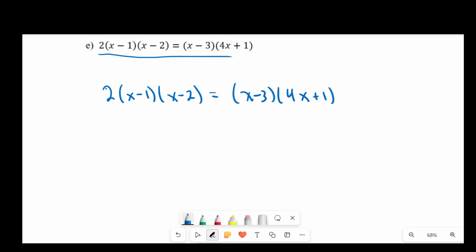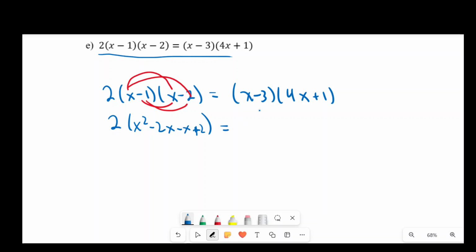So I'm going to not multiply by 2 to start with because it'll just make the numbers bigger, and I'm more likely to make an error with bigger numbers. So I'm going to multiply the brackets together. X times x is x squared, and x times -2 is -2x. Then -1 times x is -x, and -1 times -2 is +2.